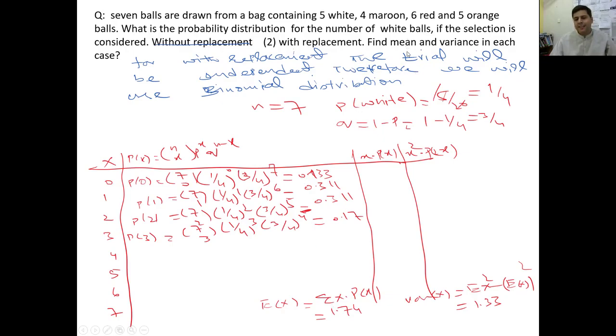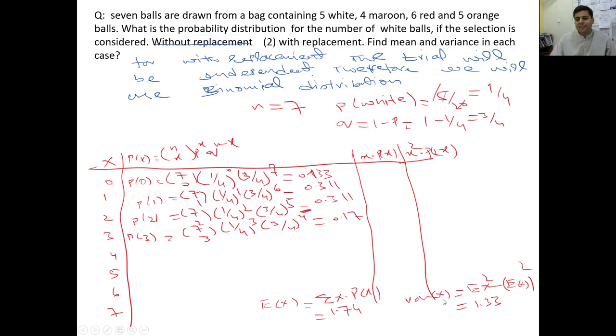In the next step they are asking us to calculate the mean and variance. So x into p(x), because E(x) is equal to the summation of x into p(x). In the next column, 0 will be multiplied with this, 1 will be multiplied with 0.311, 2 will be multiplied with its probability. When we add this whole column, that is the summation of x into p(x), the mean will be 1.74. The mean of the binomial and the mean of the hypergeometric will be the same. There may be a minute difference, but most likely it will be very similar to the mean of the hypergeometric.